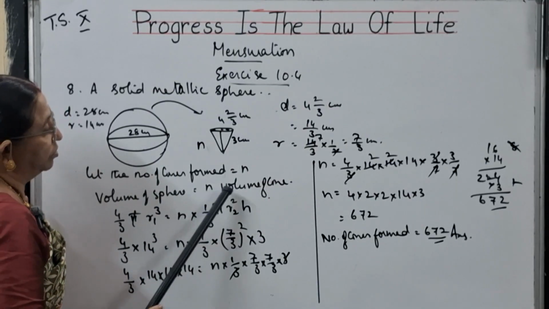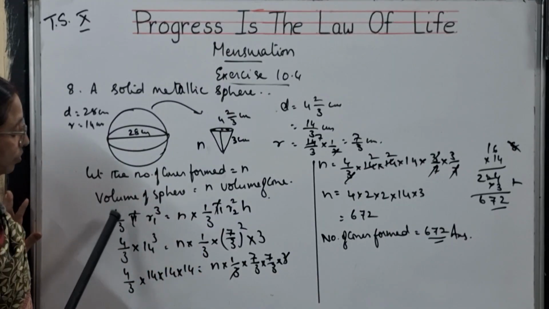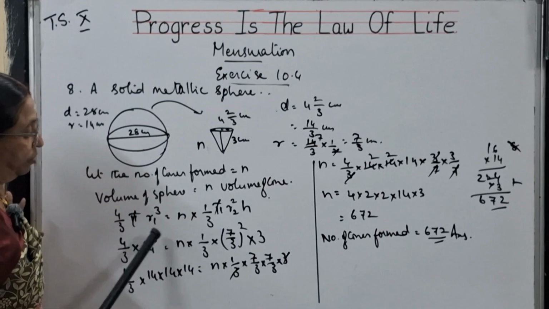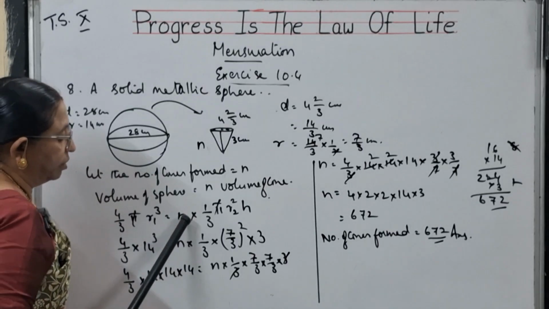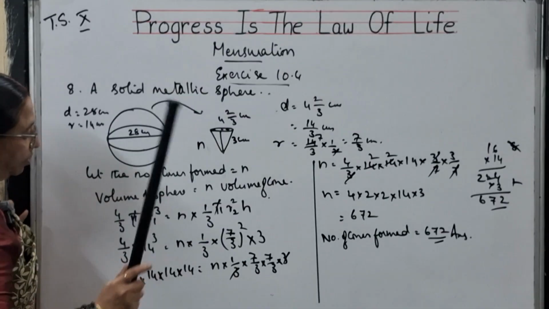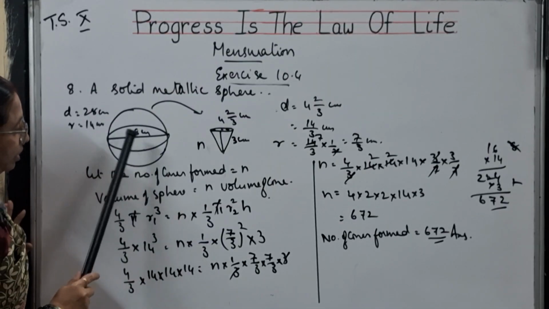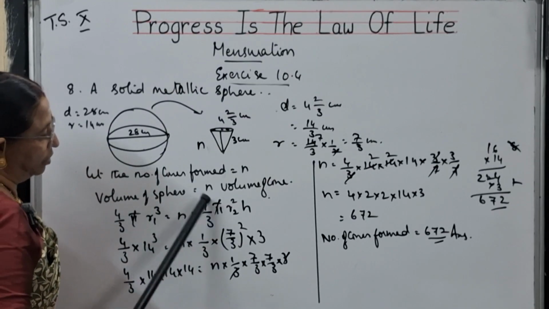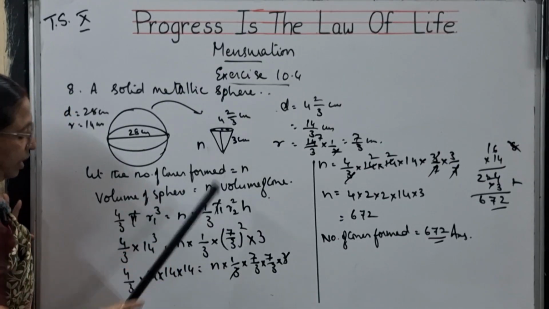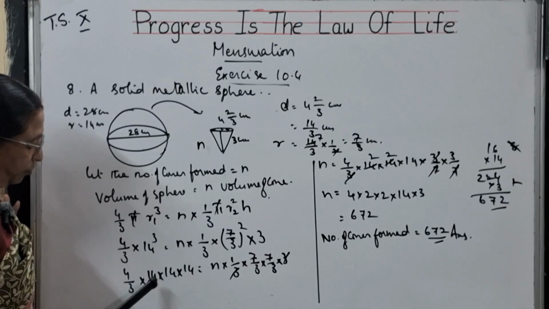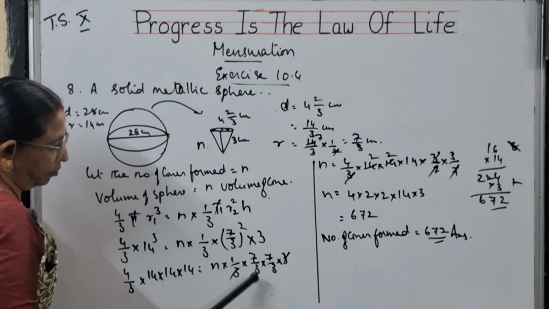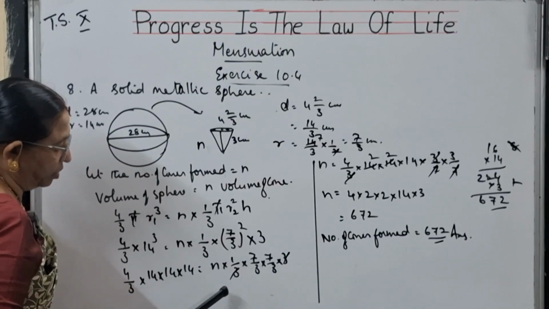So volume of sphere is equal to n times volume of cones. So 4/3 pi r1 cube is equal to n into 1/3 pi r2 square h. So pi and pi got cancelled. 4/3 into radius 14 cube is equal to n into 1/3 into radius 7/3 whole square into 3. Height is 3, they have given. So 4/3 into 14 into 14 into 14 is equal to n into 1/3 into 7/3 into 7/3 into 3. I have cancelled this.